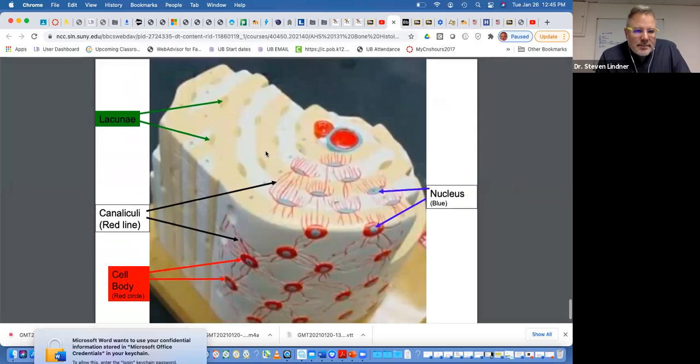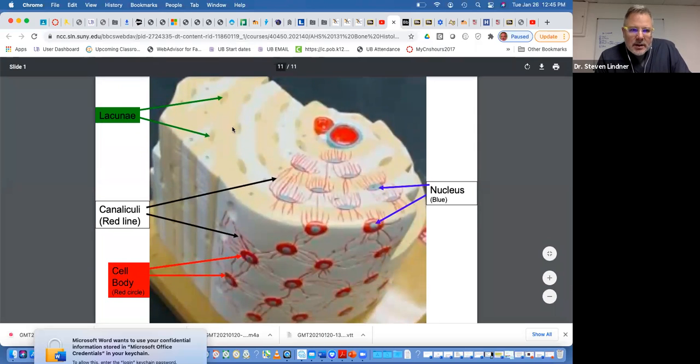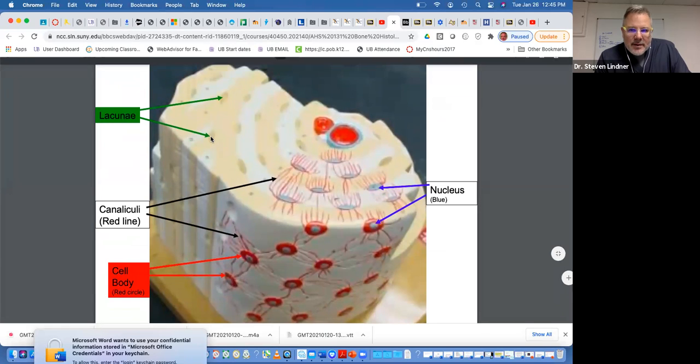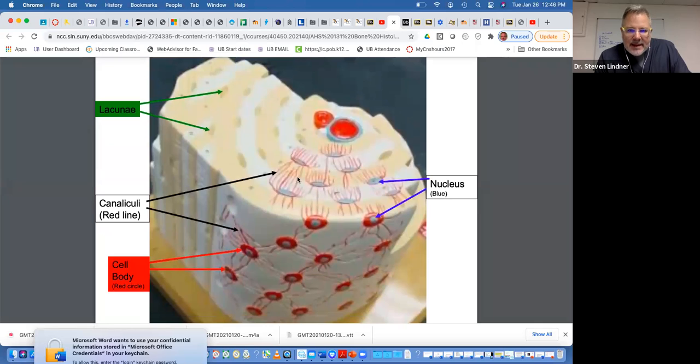Okay. Again, same thing, nothing new. Lacunae are the empty cavities. The cavities is where the osteocyte would sit. The canaliculi are the red extensions. The blue little circle, that's just the nucleus of the osteocyte, and the red is the body of the osteocyte. No big deal.